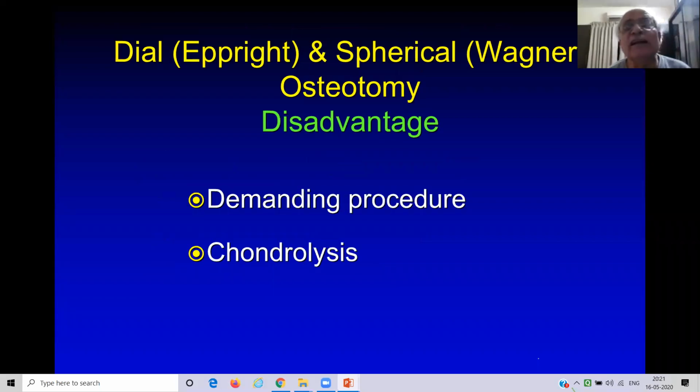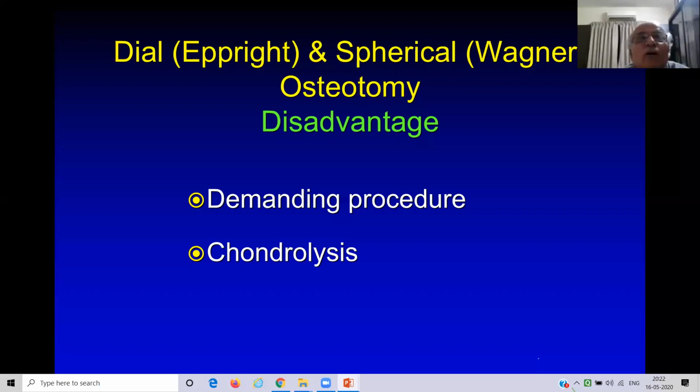The disadvantage is that it is very demanding. Chance of chondrolysis: if you are very close to the cartilage, less than a centimeter, then the chances of chondrolysis are very, very high. So it is a highly technically demanding operation. We never did this osteotomy, to be frank. Even my boss did not do this osteotomy because it was a very, very demanding osteotomy.